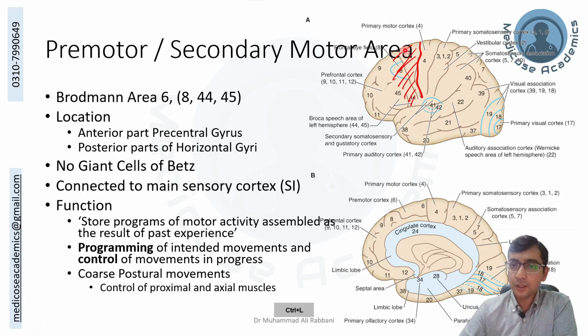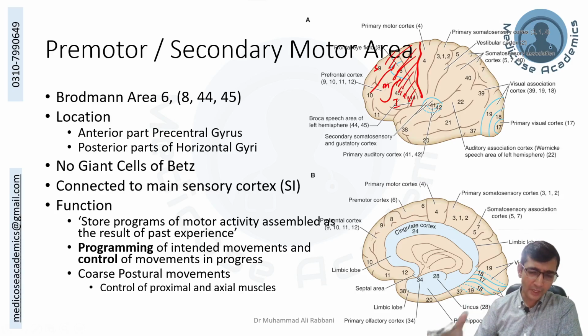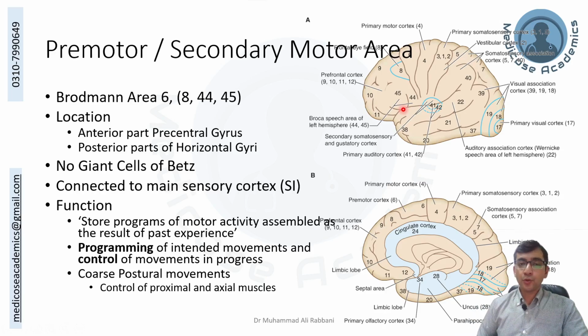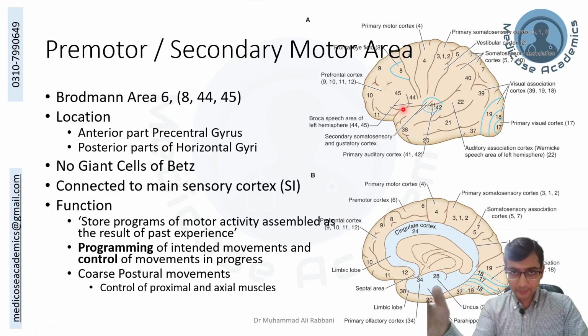So it's present right here, the whole of the precentral sulcus, and then there are three horizontal gyri, the superior, middle, and inferior frontal gyri. The posterior aspect of these will be included here too. This area contains pyramidal cells, but not so many. There are no giant pyramidal cells of Betz, and its function is to store the program of motor activity, or the sequence of motor activity assembled as a result of past experience.